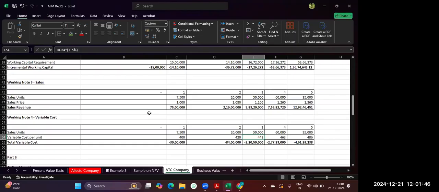Yes, sir. Fixed cost. What is the question telling on fixed cost? 1,500, same as variable cost. It also increased by 5%. The fixed cost for the first year is 1.5 million. Fixed cost for the first year is how much? 1.5 million.